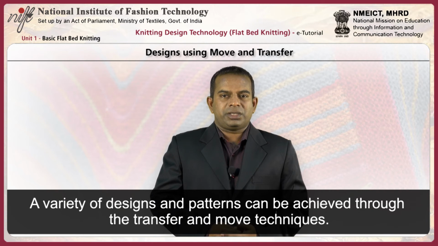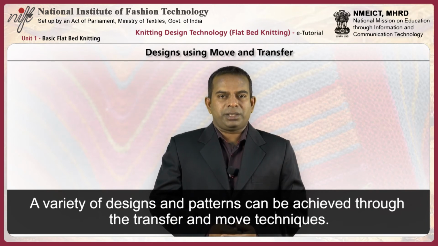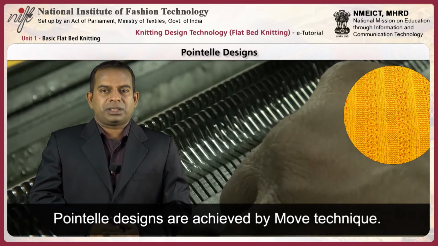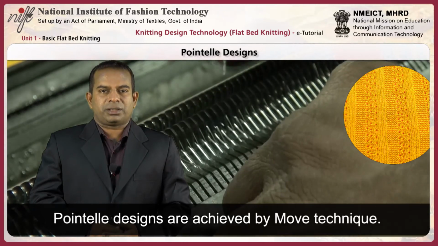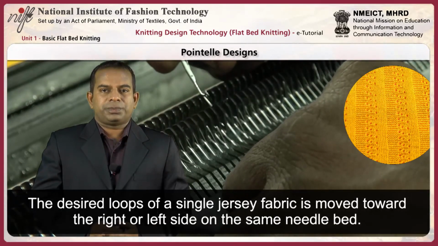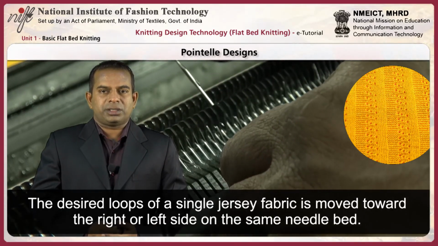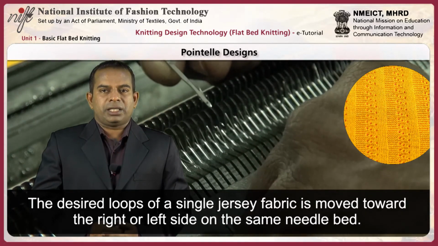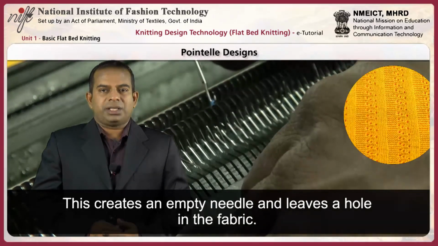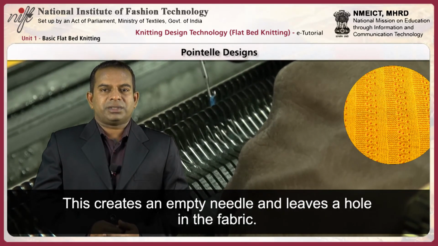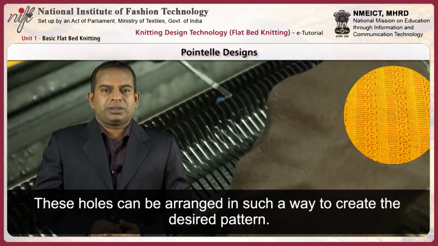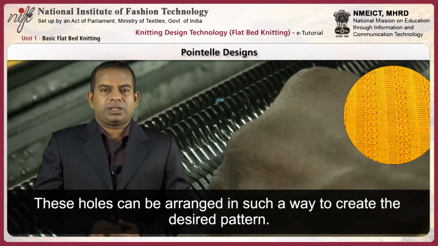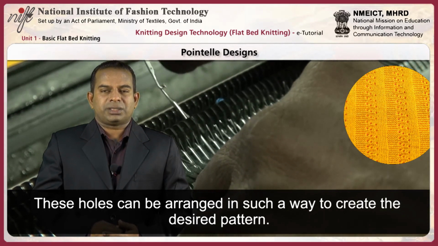A variety of designs and patterns can be achieved through the transfer and move technique. Pointelle designs are achieved by move technique. The desired loops of a single jersey fabric is moved towards the right or left side on the same needle bed. This creates an empty needle and leaves a hole in the fabric. These holes can be arranged in such a way to create desired pattern.